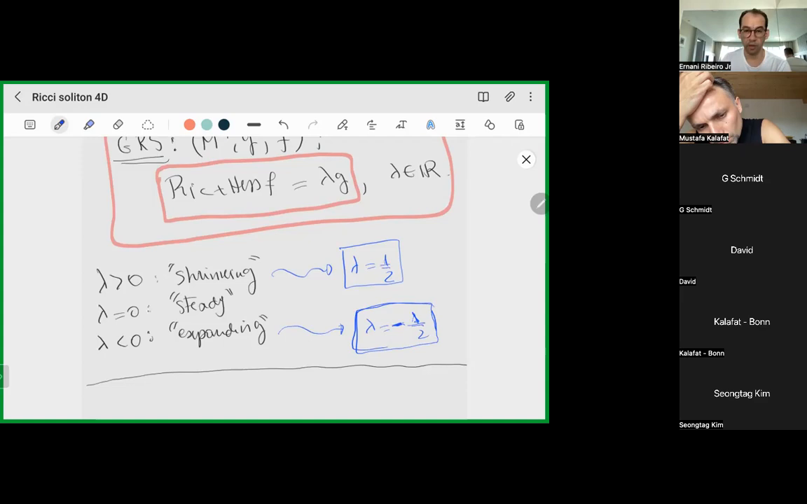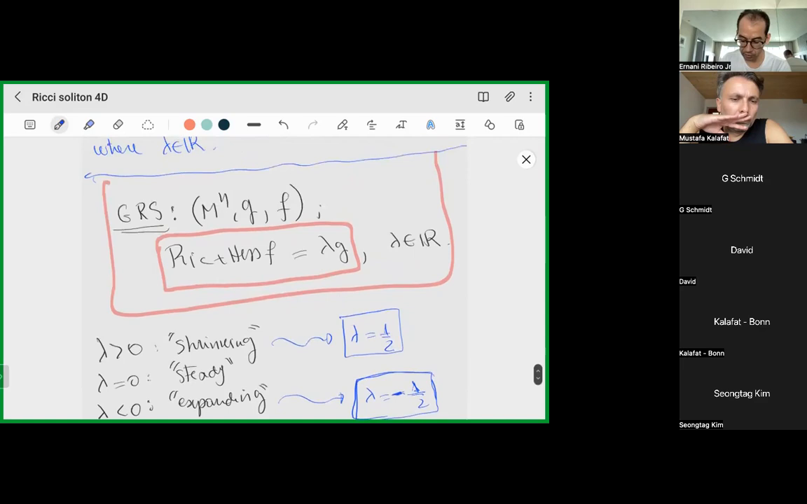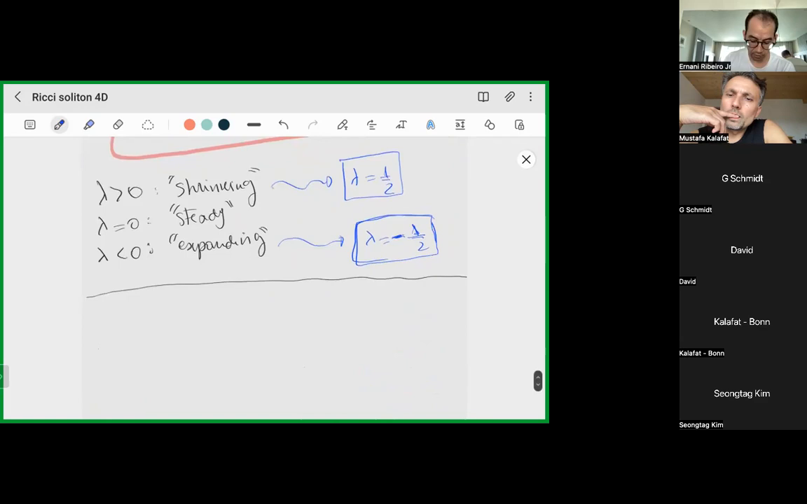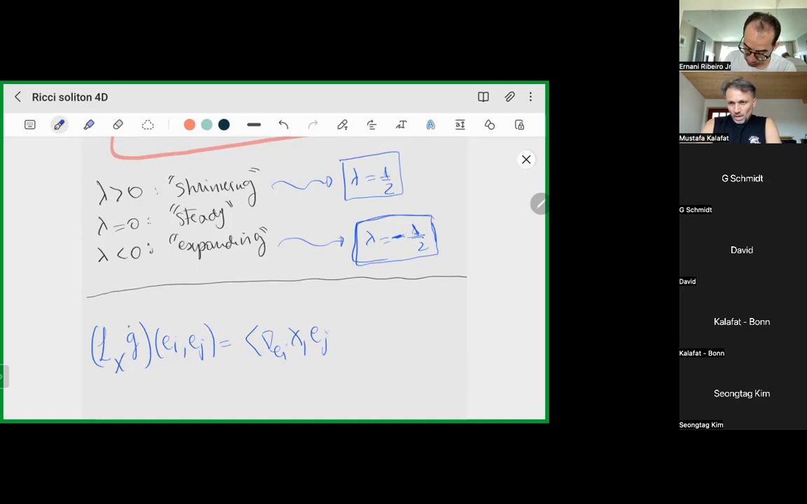There is a more general version of this equation, the Ricci curvature plus Hessian f equals lambda g. Let me show the motivation. If you take the Lie derivative of the metric along any vector field X in directions i, j, we know that this is given by g_ik ∇_j X^k plus g_jk ∇_i X^k.